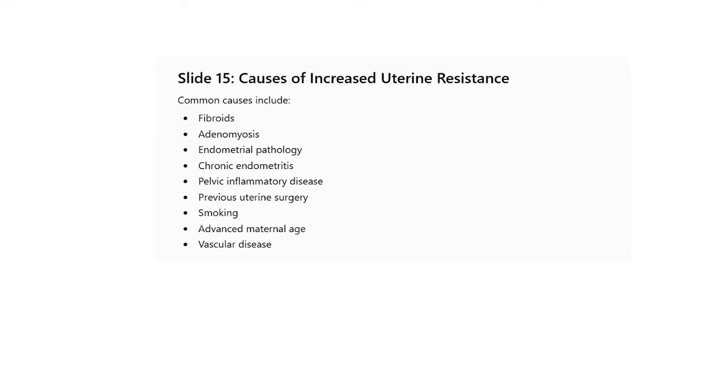Causes of increased uterine resistance. What are some of the causes? What is happening? The common causes include fibroids, adenomyosis, endometrial pathology, chronic endometritis, pelvic inflammatory disease (PID), previous uterine surgery, smoking, advanced maternal age, or vascular disease.